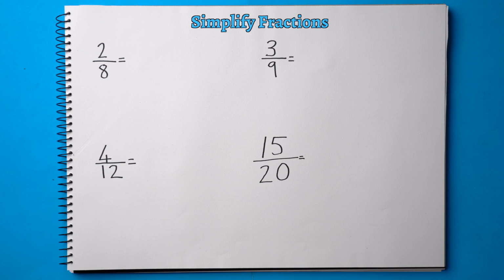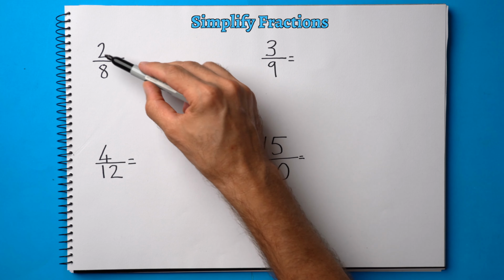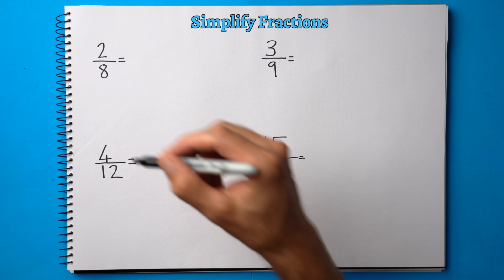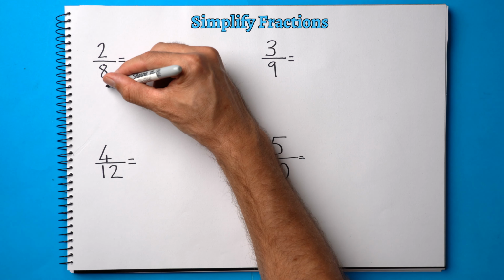In this video, we're going to be looking at how to simplify common fractions. Just here, I've got the fraction 2/8. And if I want to simplify that, it means writing it in its simplest form. And 2/8 is not its simplest form. Let me show you why.